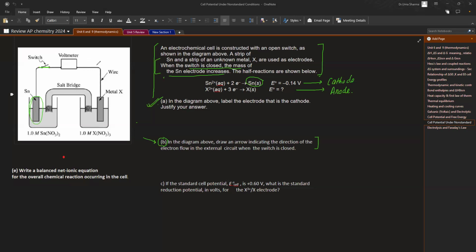Arrow will be from anode to cathode. Yes, like this. So they are asking you to draw on the diagram. This diagram will be there in the paper. This is a real exam paper. You have to draw the arrow. So B part is done, A part is done. We have already identified that this is anode. We already know electrons flow from anode to cathode.